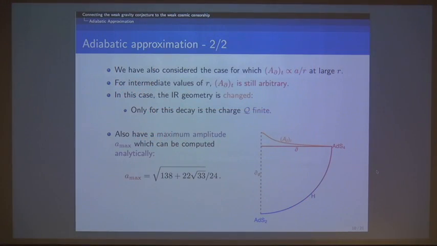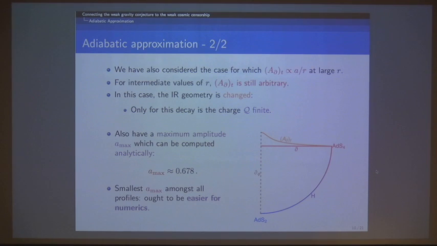Okay? And this is easy to understand, why the 1 over R decay only gives this. The nice thing about this is that I can predict what is the maximum amplitude I can give to this system before I form a singularity. And you can do this analytically in this case. Okay? And it turns out to be the smallest maximum amplitude of all the profiles we've tried. And we want to do numerics. So the smaller this amplitude is, the better we are. So this is the profile that we're going to take.